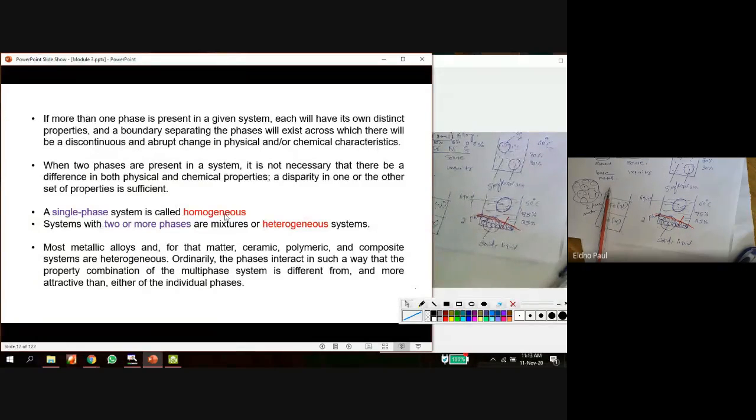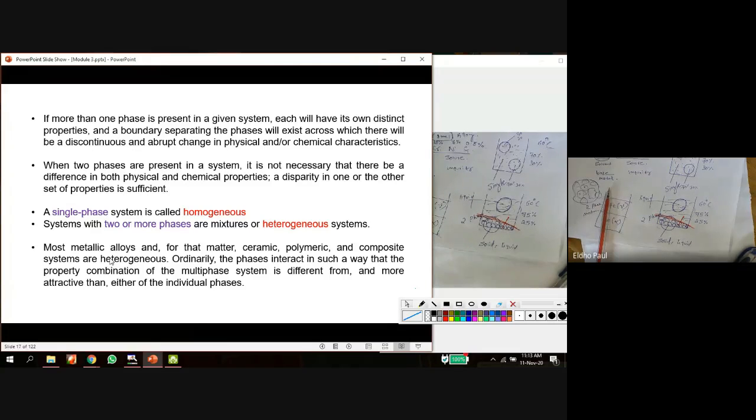Okay, so a single phase is a homogeneous system, and a system with two or more phases, a mixture, is a heterogeneous system. Most metallic alloys, and also ceramics, polymers, composite systems are heterogeneous in nature. This is not a single phase. Most of the alloys are not in a single phase, that is heterogeneous in nature. Ordinarily, the phases interact in such a way that the property combination of the multi-phase system is different from and more attractive than that of either of the individual phases. Okay, so in a multi-phase system, the properties are more attractive than those of the individual phases.